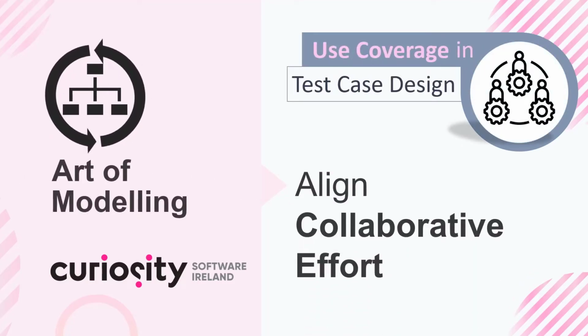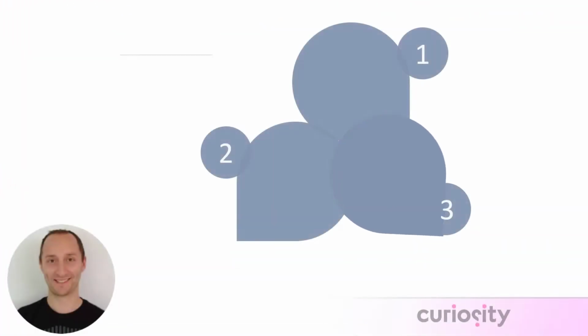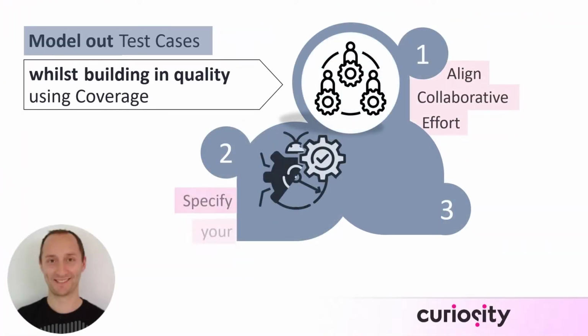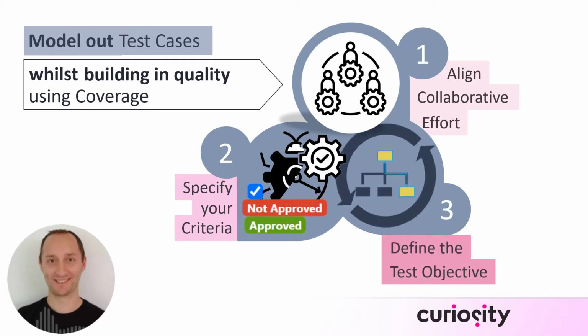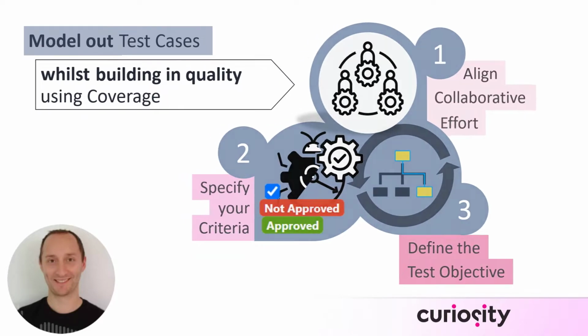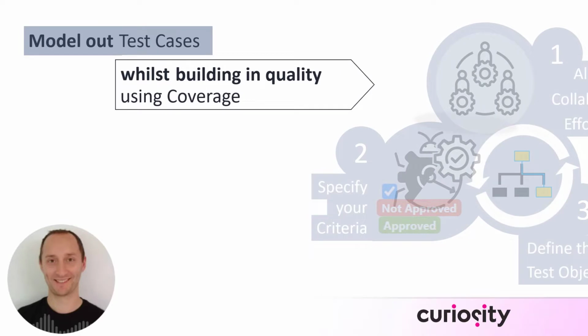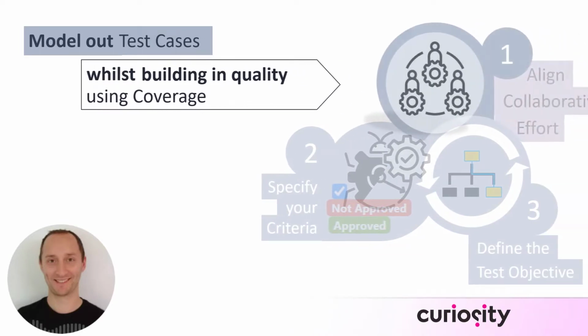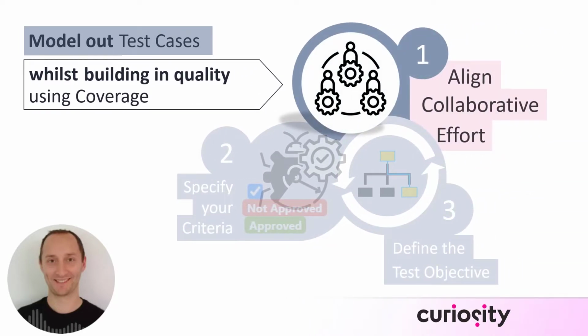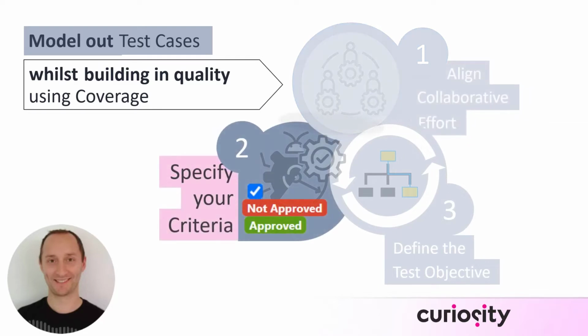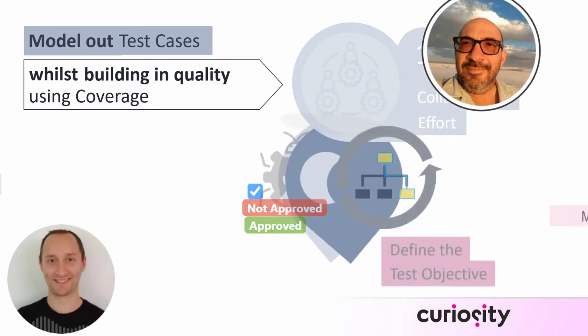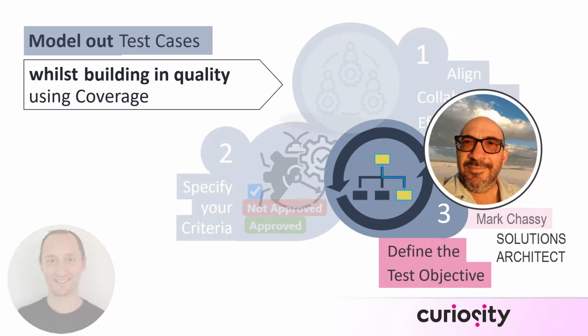It's time to talk a little bit about collaborative effort and how it can impact your test case design and coverage that you're able to achieve within your tests. We want to build high quality tests while confirming that we've got good coverage levels. To do this, we need to align our collaborative efforts. I'm going to show you through examples of criteria, and Mark's going to talk through defining test objectives.